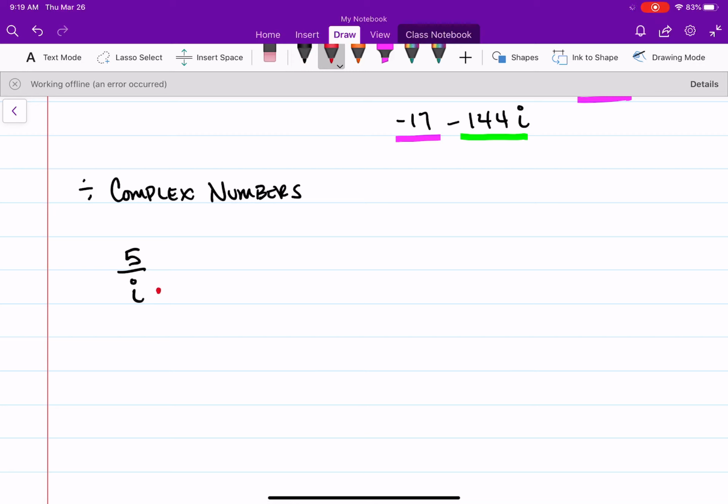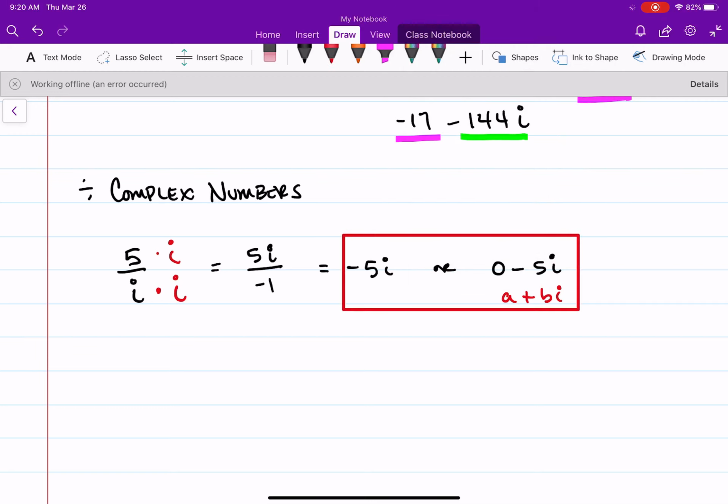Because what will we multiply i by to get rid of the i? Well, i squared is negative 1, so if I multiply i by another i, then I'll get negative 1. So I'm going to get 5i over negative 1. And since I can't have a negative denominator, this is just going to be a negative 5i, or it's going to be 0 minus 5i. And that would be my a plus bi form. Okie doke. Not too shabby.